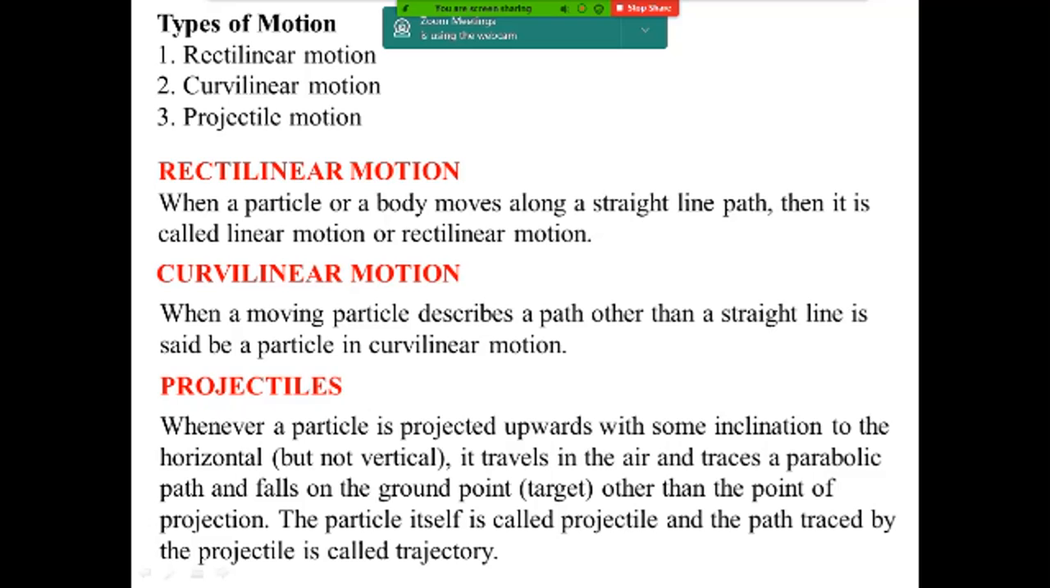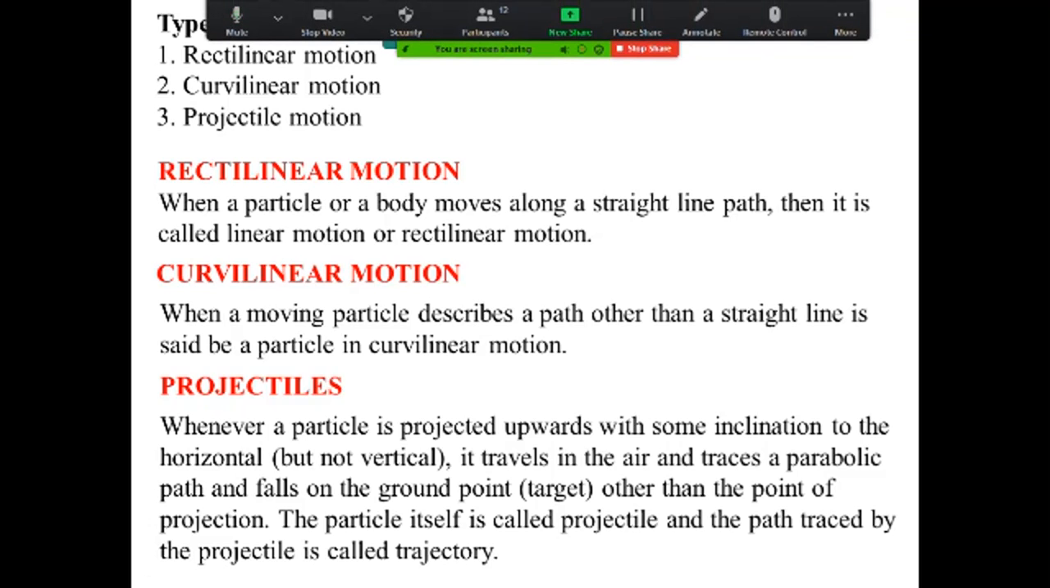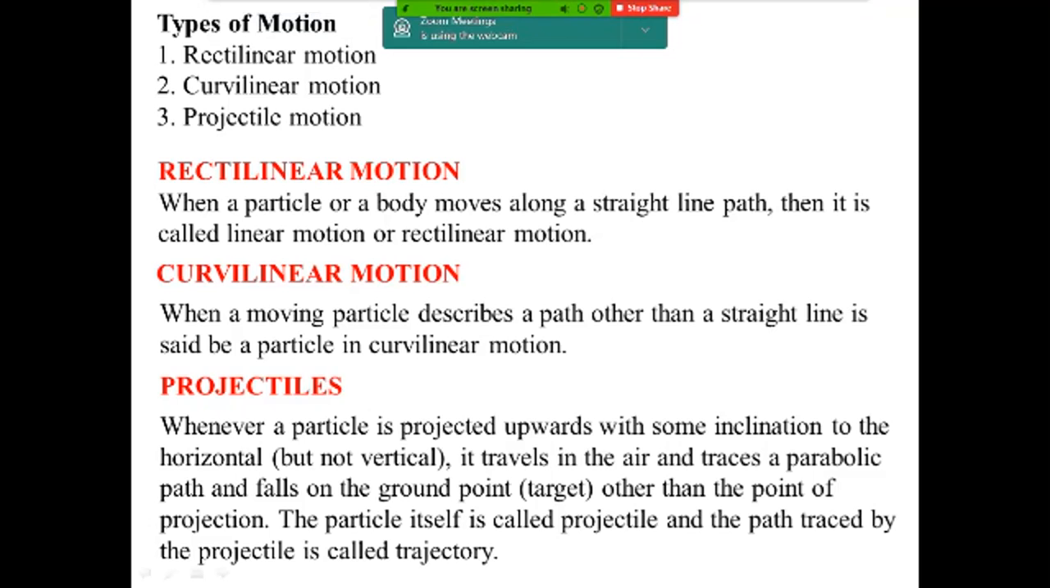Example of rectilinear motion: a car or a person traveling in a straight line. That is, he is moving in a straight path. That is rectilinear motion, or it is also called linear motion. Next is curvilinear motion. In this case, the body is under rotation. The live example is a car turning on a curve. That is the best example of curvilinear motion.